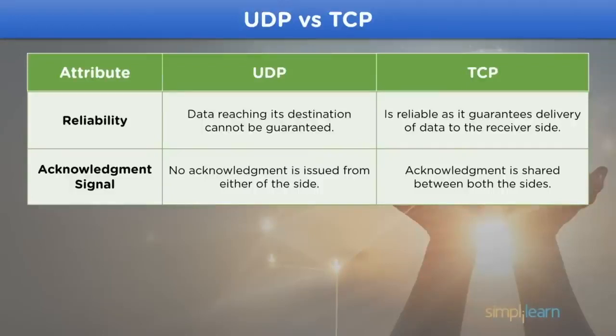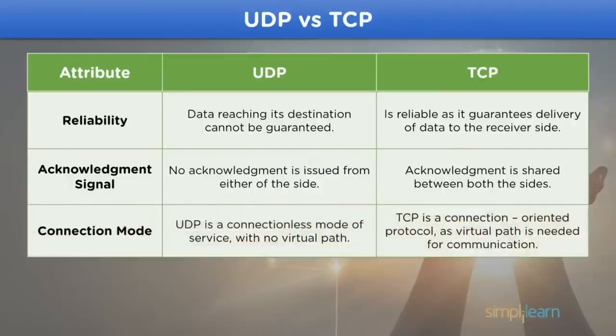Let's move on to the next attribute, that is connection mode. As we already know now, UDP is a connectionless mode of service. There is no virtual path established for the data transmission to take place. Whereas the TCP protocol is a connection-oriented protocol. That is, a virtual path is needed for the data to be transmitted over to the receiver side or the destination node.